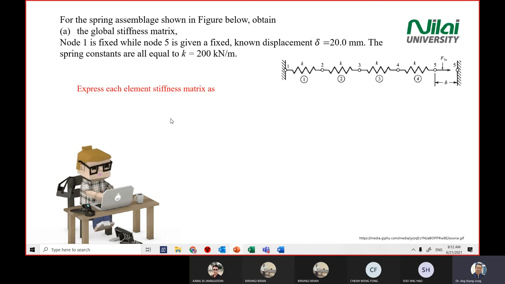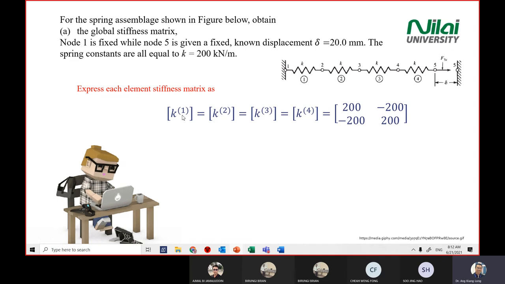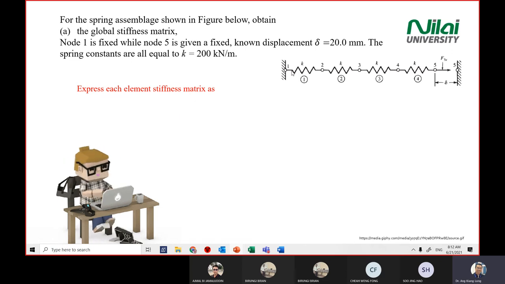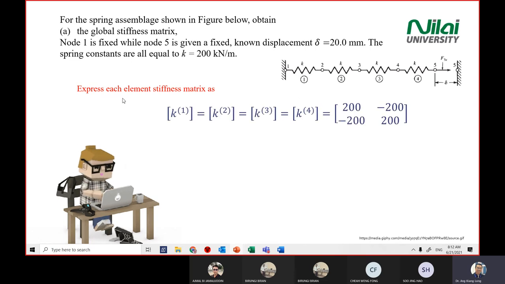Right, let's continue discussing the tutorial question. All right, now we know that the spring stiffness matrix is K, positive K, minus K, minus K, K. So we can write the stiffness matrix for each element in this form. Okay, so how you write the individual stiffness matrix, you write K superscript 1. It means that it's for element 1 or for spring number 1. Equal to 200, minus 200, minus 200, and 200.